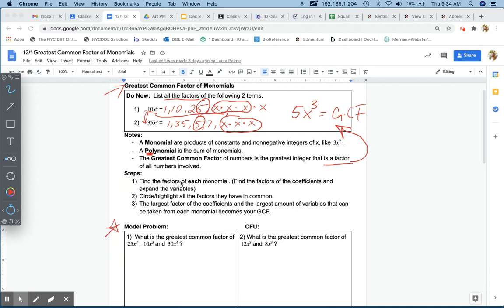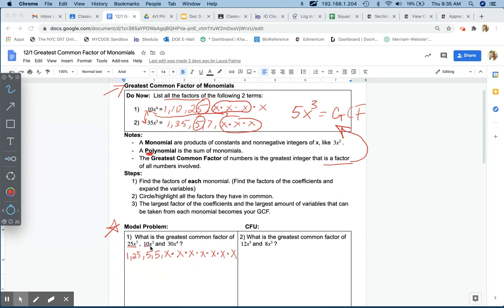Step number 1 is to find the factors of each monomial. So for the first one, looking at this, 25x to the 7th, I have 1 and 25. And then I have 5 and 5 again. I don't need to write it twice though, but 5 times 5 is 25. And then nothing else goes into 25 nicely, so I'm just going to expand my x's. I have 7 x's. 1, 2, 3, 4, 5, 6, 7.